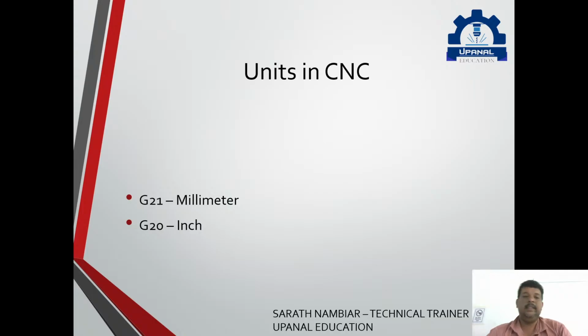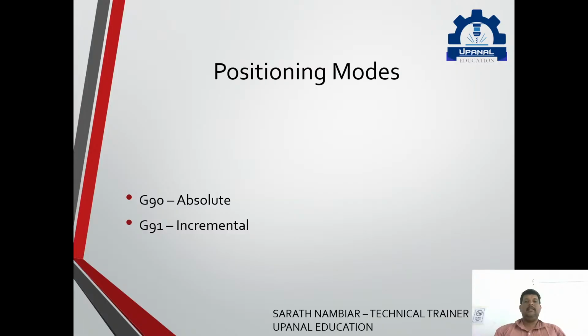Okay. Then next is the positioning mode. We have two types of positioning modes here. One is G90, which is called absolute positioning, and G91, which is incremental positioning. So what is incremental and absolute? What is the difference?